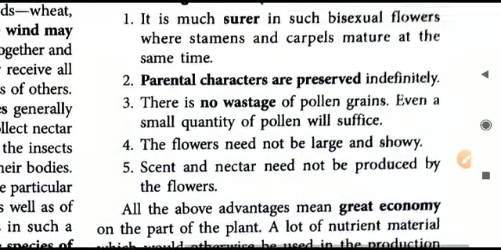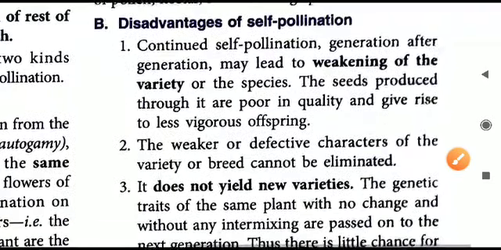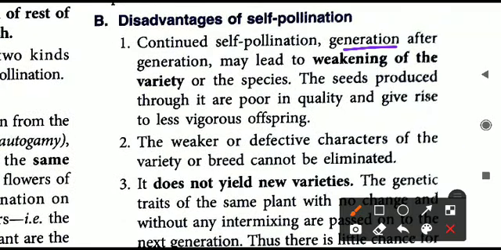As I told you, the parental characters are preserved, they are not changing. Because of this, one problem will come. What is the problem? Generation after generation, the same type of plant is coming, but the nature is changing. Evolution is going on always. Nature is becoming tougher and tougher, and ultimately what will happen? It will lead to the weakening of the particular plant species where pollination is self-pollination, because there is no variation coming according to the changing times, changing climatic conditions or something else.